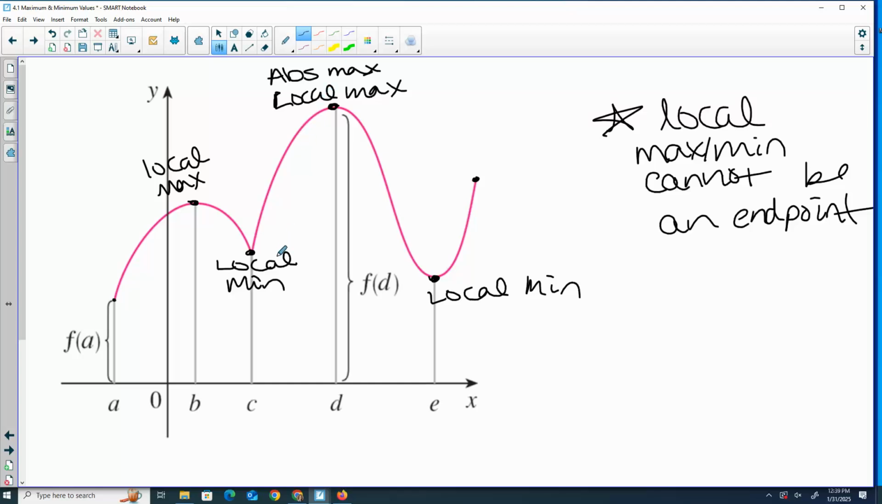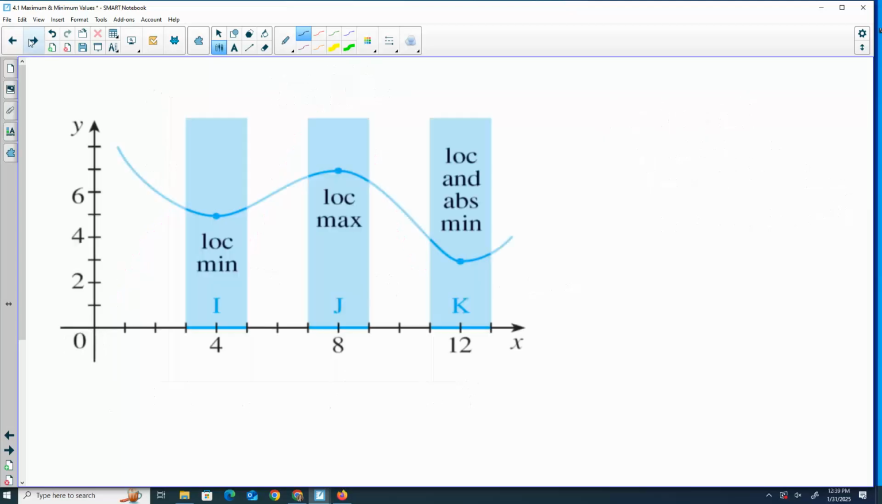Do you guys understand the difference between local and absolute? This is just another one showing us local min, local max. This one is both local and absolute. Have we done this before? Yep, we did it in college algebra.